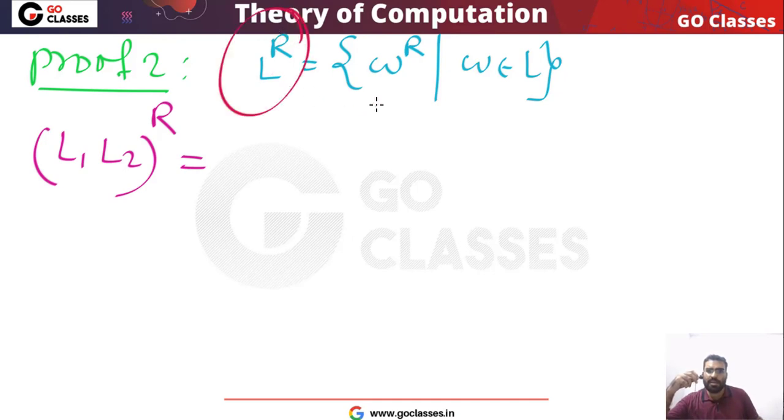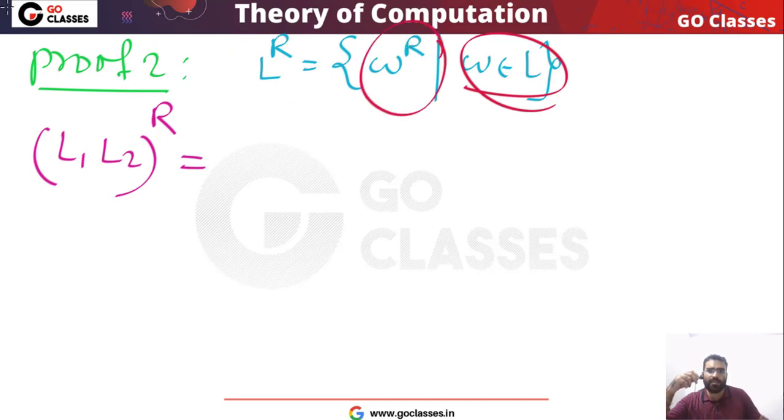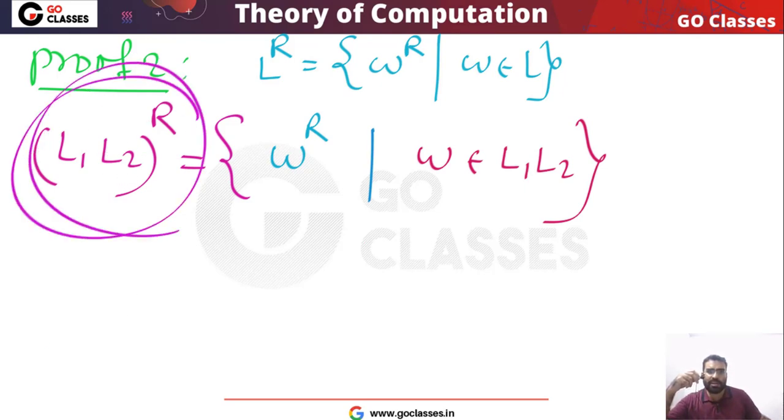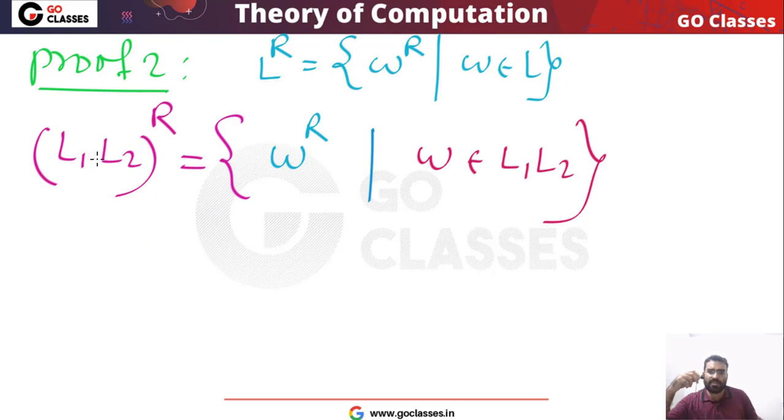In L reverse we have the reverse of strings of L. So if some string belongs to L, then its reverse will belong to L reverse. Now what will happen in the L1 L2 whole reverse? In this you have the reverse of those strings which belong to L1 L2. So for example, if w belongs to L1 L2, then its reverse will belong to L1 L2 whole reverse.